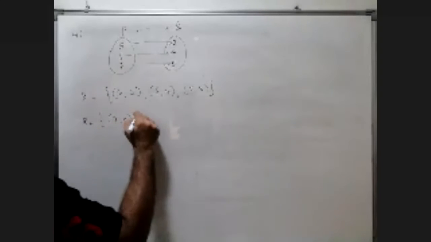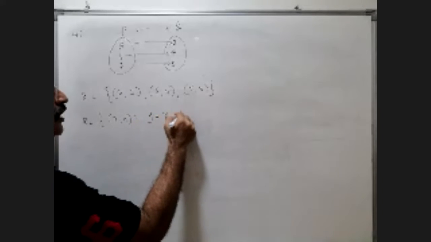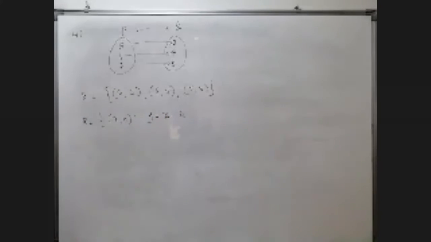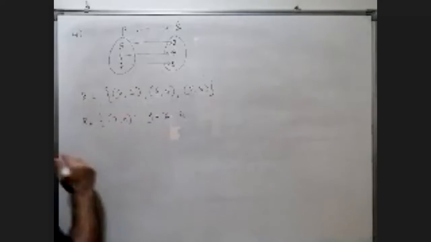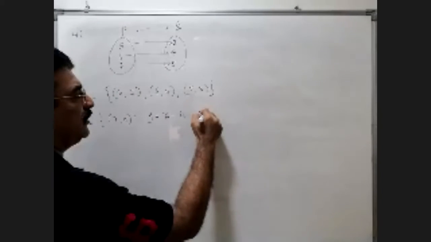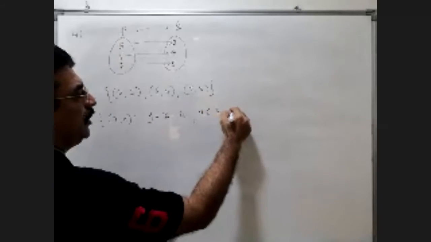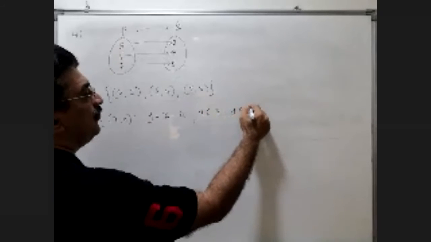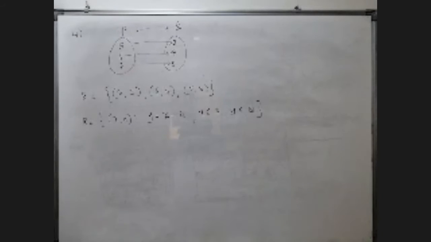So the set of ordered pairs (x, y) such that y is equal to x minus 2. You can see that in all ordered pairs, y is 2 less than x. Also, x is taken from P, and y is taken from Q. This is the relation in set builder form.